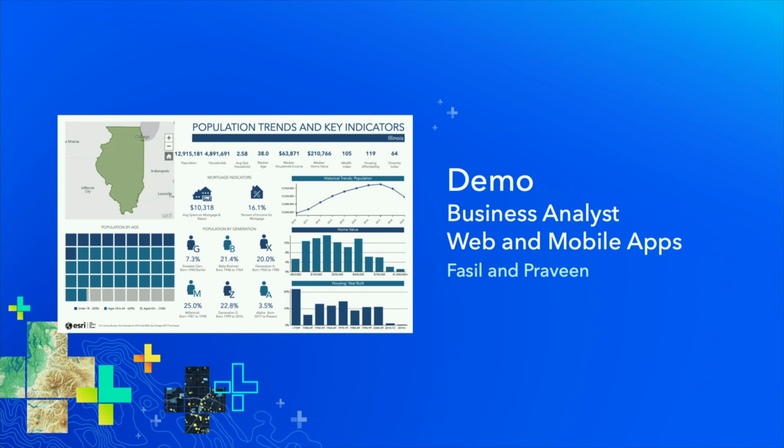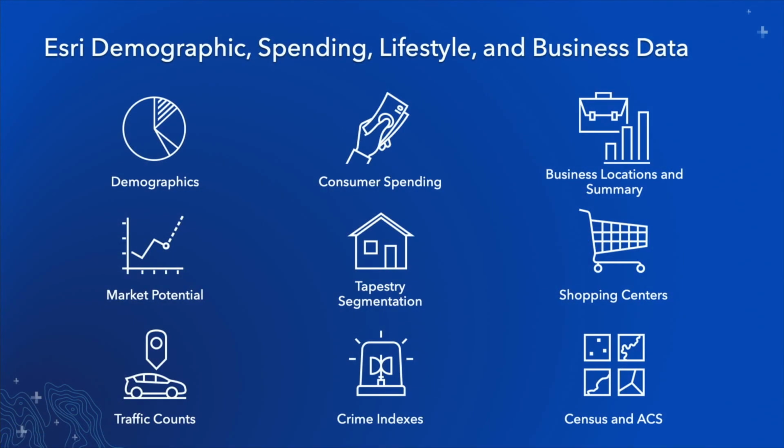So just wanted to switch gears here and provide a quick update, a quick overview of the data that's included with Business Analyst. So as you could see here, for the US, we have various categories of data that's included with the product, ranging from basic demographics such as income, population, and such that Fasil was showing. We saw some of that in the mobile app, going all the way to consumer spending, to market potential data, crime index values, business location summary, and such. So one of the very common questions we get about the data is, what's the source of this data? Where is this coming from?